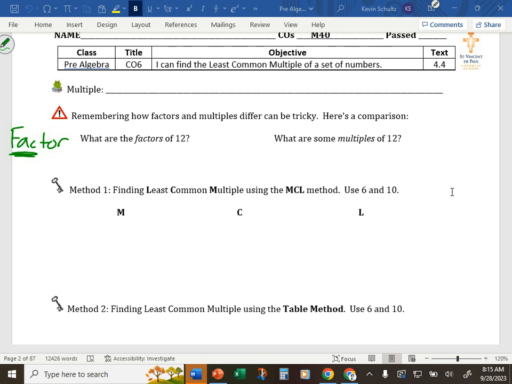Right. When you think of a multiple, this is not a formal definition at all, but I think it's good just to help kids remember it. It keeps going. It keeps going, right? And I'm going to get to that just a little bit. When you think of a multiple, think of skip counting. 12, 24, 36, 48, right? 2, 4, 6, 8, 10, 12, 14, so on and so forth, okay?